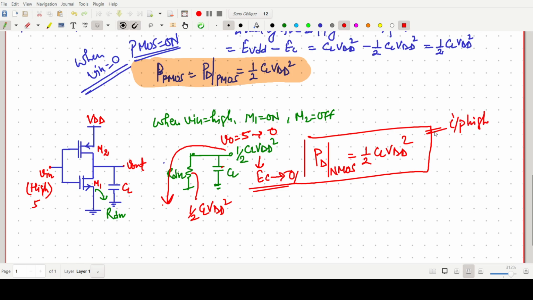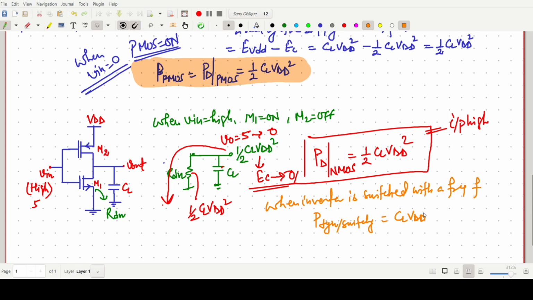So if the inverter is switched with a frequency F, the total power dissipation, or the dynamic or switching power dissipation, will be CL VDD square into F. Clear? This is all about this simple thing.